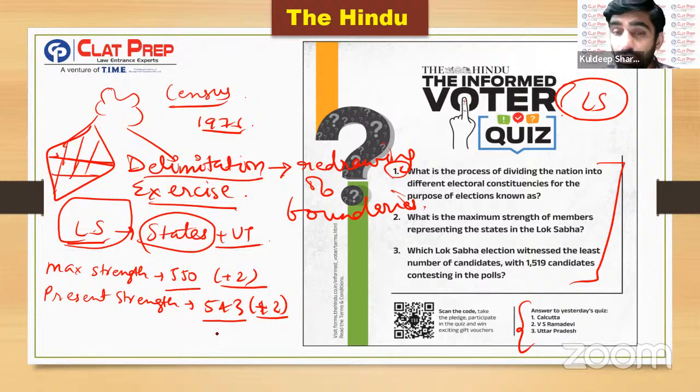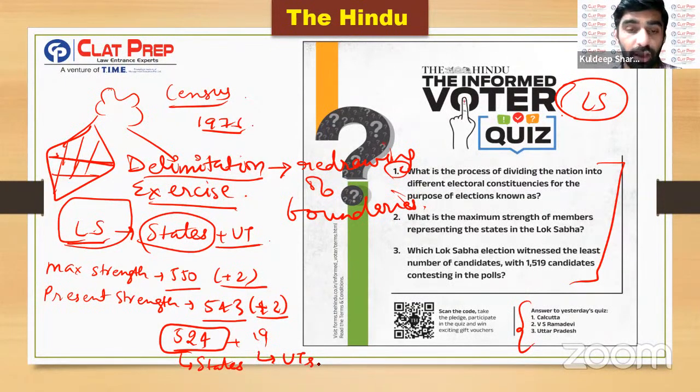Out of these 543 seats, 524 seats are for the representatives of states, and 19 seats are there for representatives of union territories. So in total there are 543 seats, 524 are for the states, and 19 seats are for the union territories. So the answer for the second question is actually 524.